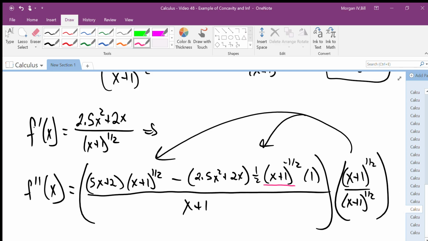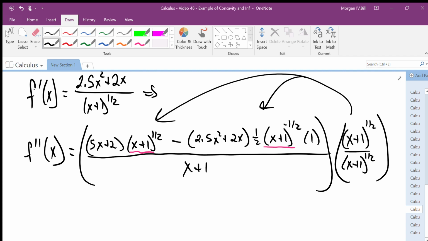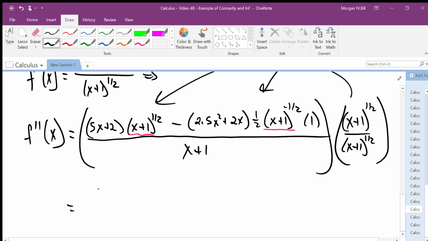Also, it helps out because x plus 1 to the 1/2 and over here times x plus 1 to the 1/2 is just x plus 1. So we get a lot of simplification from this. We get 5x plus 2 times x plus 1 to the 1/2 times x plus 1 to the 1/2, or just x plus 1. Minus, I'll bring this 1/2 out front here, 2.5x squared plus 2x.